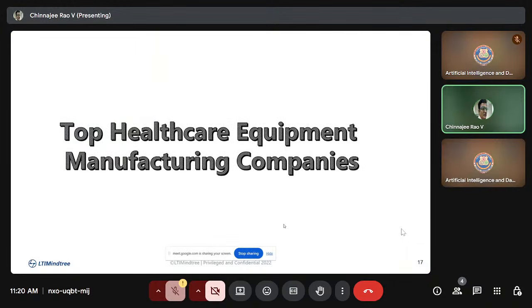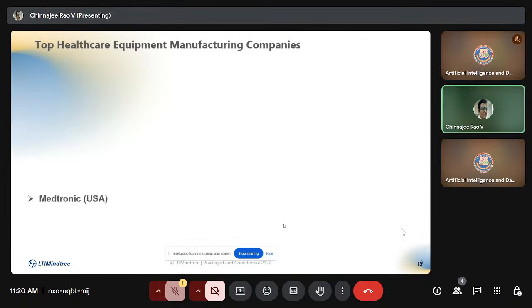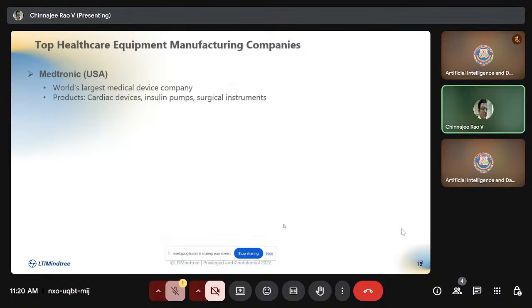Okay, then next we'll discuss the top healthcare equipment manufacturing companies. So till now I explained what equipment is available in the healthcare industry. Now, the manufacturers of the same. Okay, Medtronic, this is a USA company. The world's largest medical devices are available from Medtronic. Okay, so they are doing cardiac devices, insulin pumps, surgical machines. Then Siemens Healthcare, it's a German company.